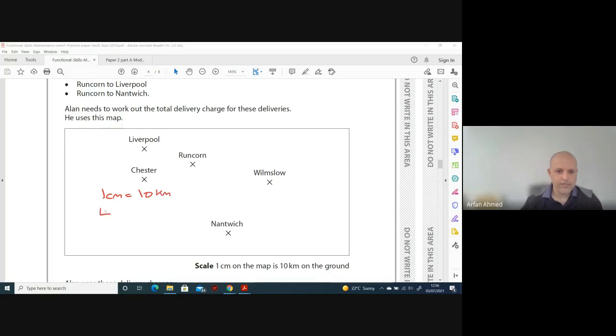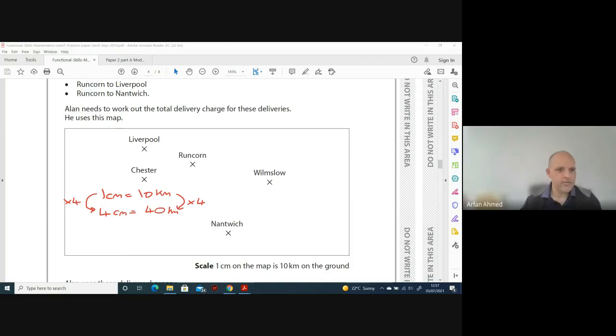Let's call it 4 centimeters from Chester. No, not Chester. Runcorn to Nantwich. So you go from here to here. From here to here is 4 times bigger. So if that's 4 times bigger, you'll have to multiply that by 4 as well, which is obviously 40 kilometers. So we got 25 kilometers and we got 40 kilometers.